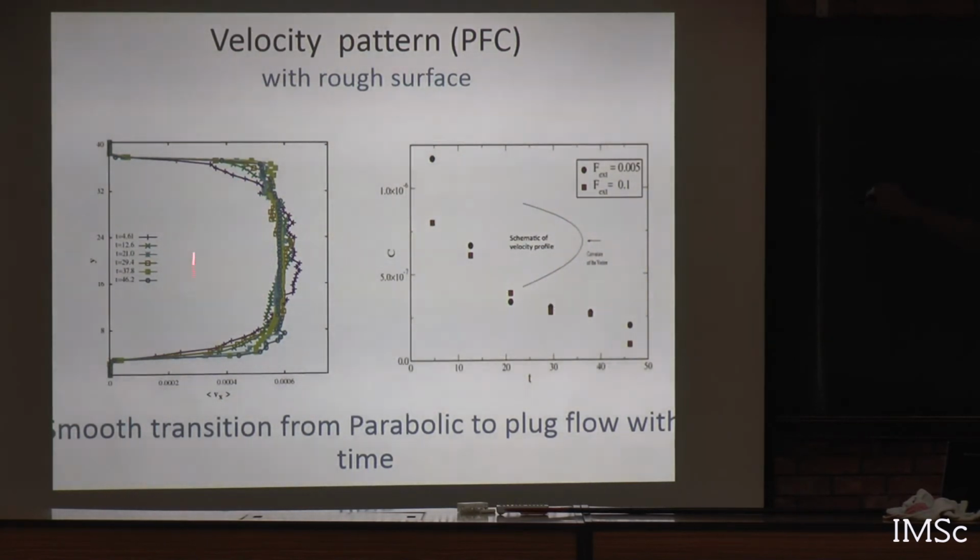Okay. So what we find here is that irrespective of the amount of force, the flow is very, very slow. Things are moving but the flow is slow, and things become plug-like eventually at long times. But at initial times the flow slowly evolves from a nearly parabolic profile to a plug-like flow as time evolves.